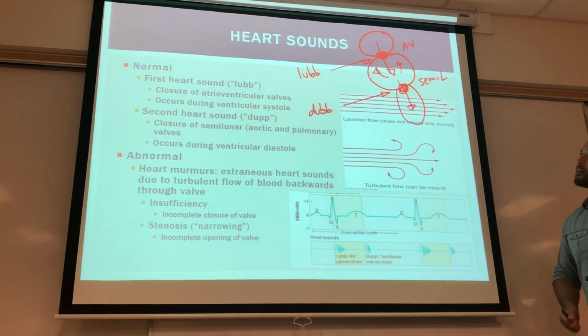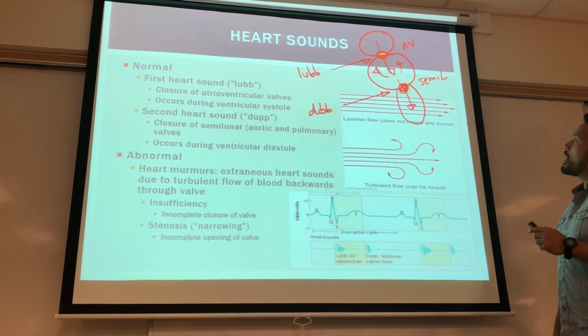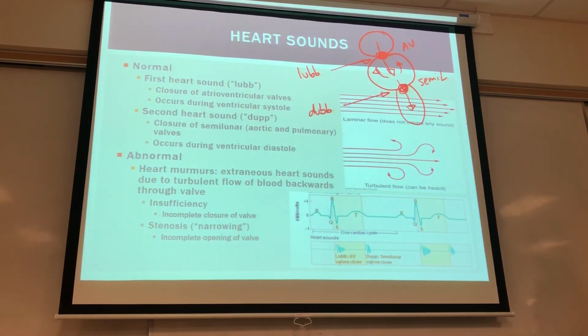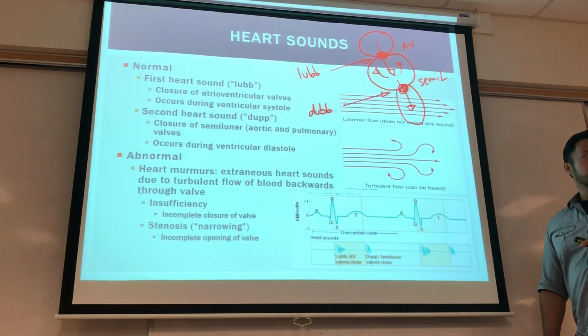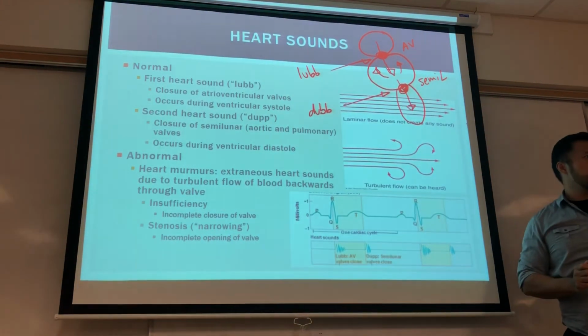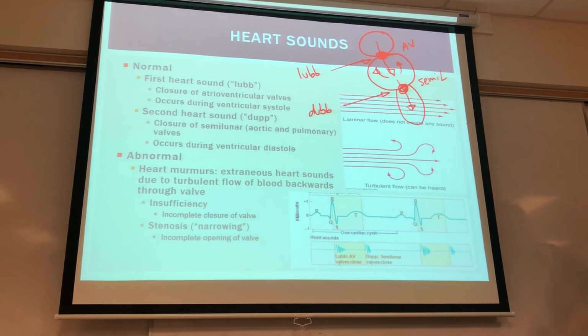So what you would hear, if this were the AV insufficiency, you would hear lub, swish, dub. That swish is blood flowing in, lub closing, and then swish, blood coming back into the atria. If you heard lub, dub, swish, that swish is taking place after the semilunar valve closes. So that is, again, incomplete closure of the valve.